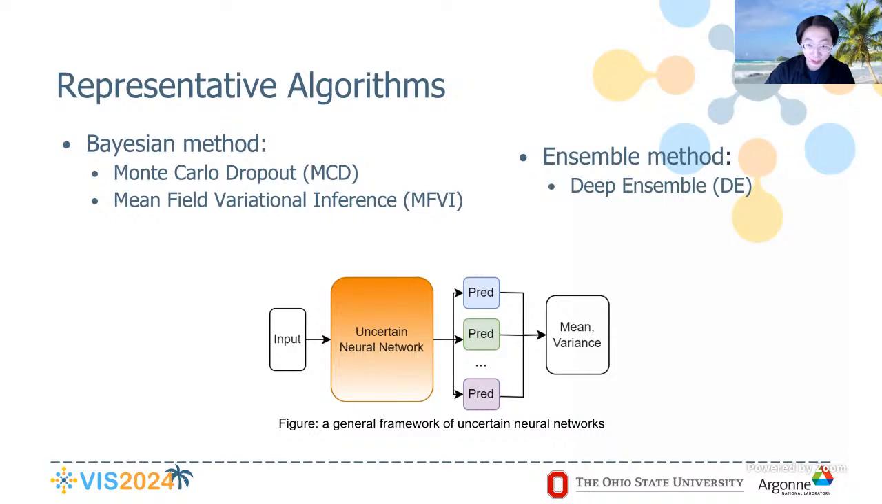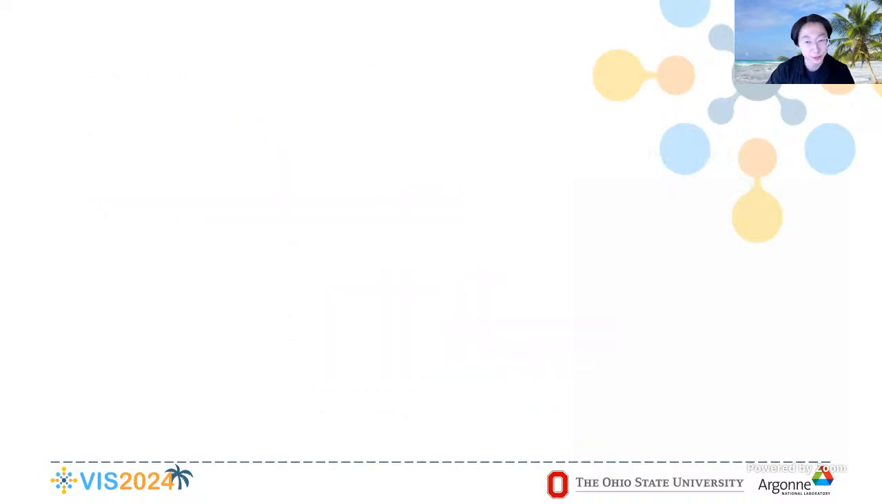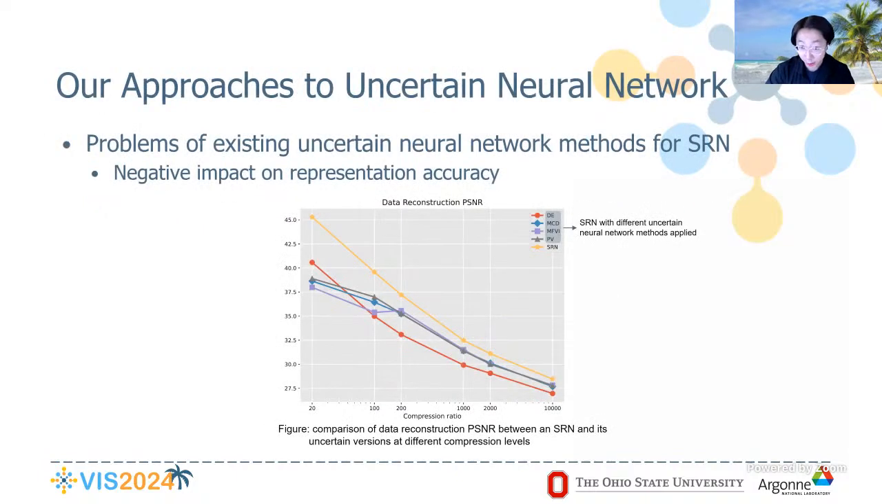Many of the methods can be easily applied to SRN tasks as in VIS, such as dropout, Bayesian, and ensemble methods. But in our experiments, we did identify several problems with the existing approaches. Firstly, they can result in reduced accuracy. What this figure shows is that the yellow line representing a standard SRN, a non-uncertain SRN, has a higher accuracy than any other uncertain version of this particular network across different compression levels.